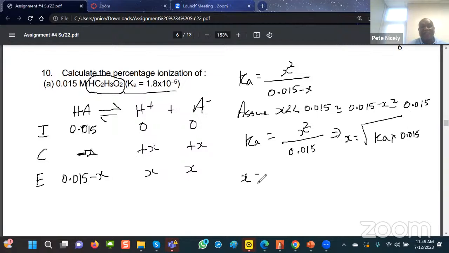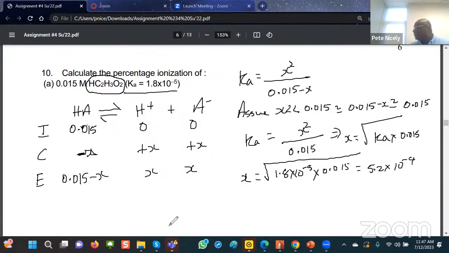So that means that x would be equal to the square root of Ka, which is 1.8 times 10 to the minus 5 times 0.015. So let's see what that gives. Okay, what did I do here? Let me see. Okay, so according to my calculations, this works out to be equal to 5.2 times 10 to the minus 4.